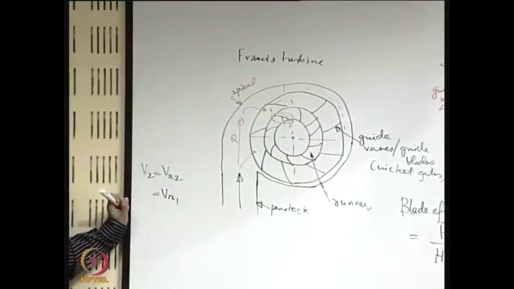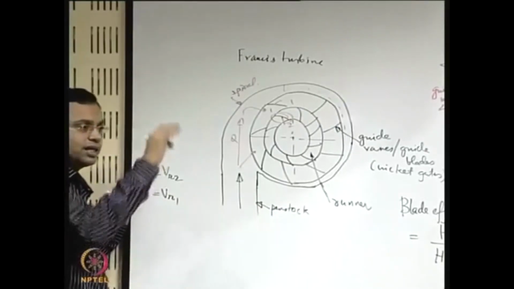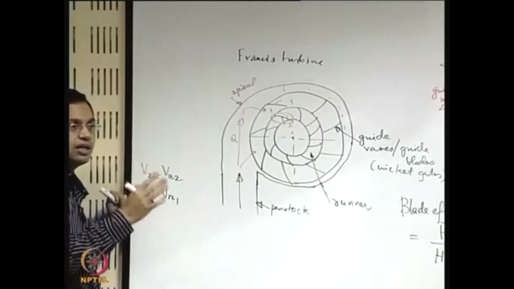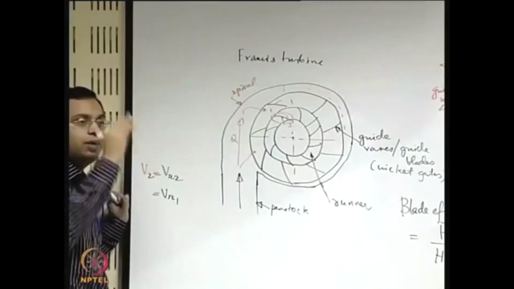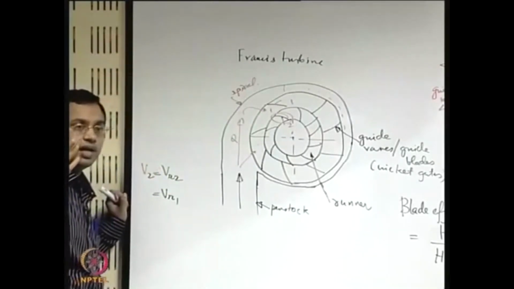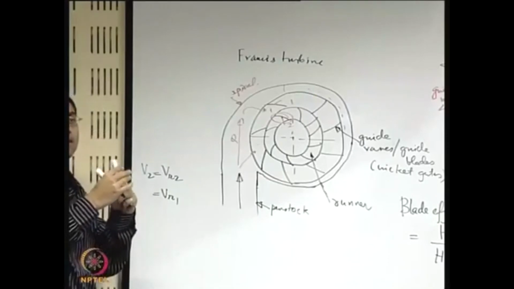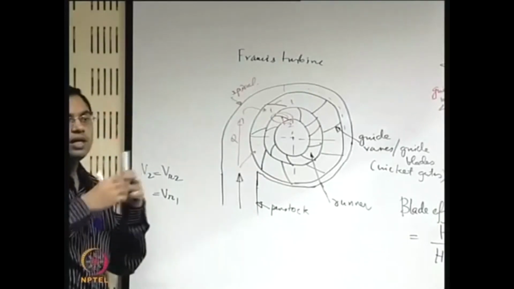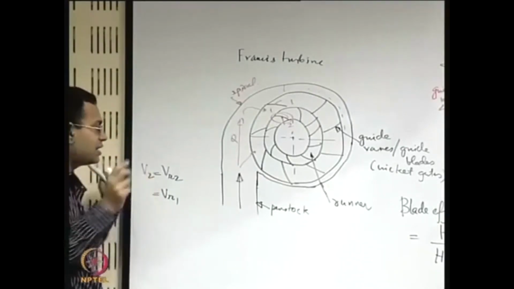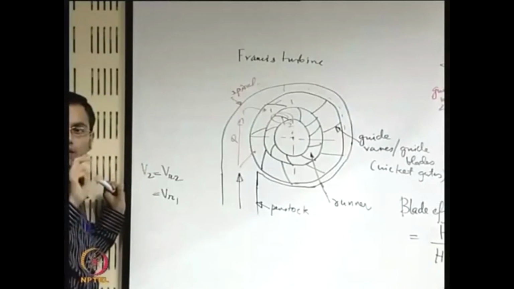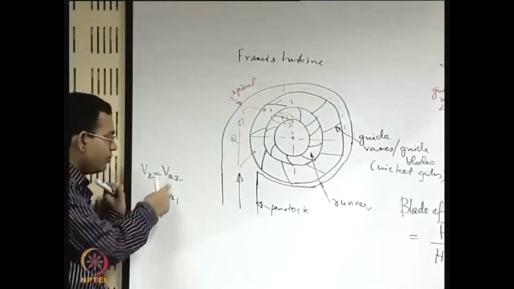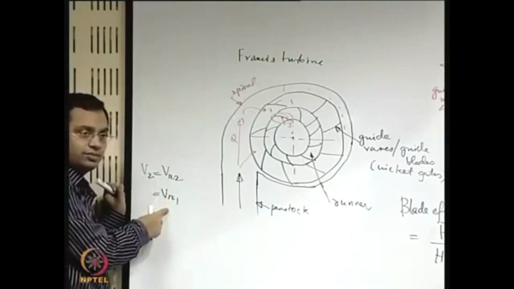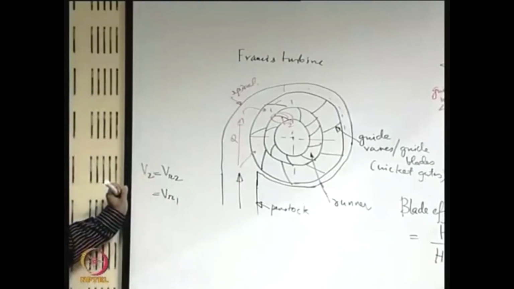You see these depend on what? VR is Q by the area. So the area contains one diameter and one breadth at that particular diameter. So if the diameter is reduced, the breadth is increased in such a way that Q by that ratio remains almost the same, so that you have VR2 equal to VR1. This is a practical design consideration.